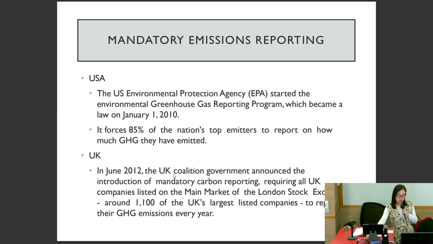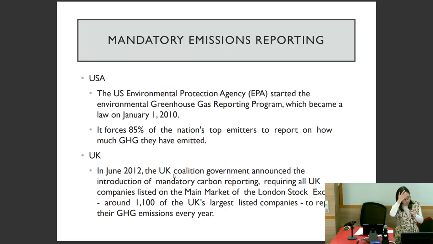Mandatory emissions reporting. Apart from some voluntary reporting, in the US and the UK it is already regulation. In the US, the Environmental Protection Agency started the Greenhouse Gas Reporting Program, which became law on 1st of January 2010, and it forces 85% of the nation's top emitters to report how much greenhouse gases they have emitted. Most of these emitters would be fossil fuel suppliers, industrial gas suppliers, so these energy providers.